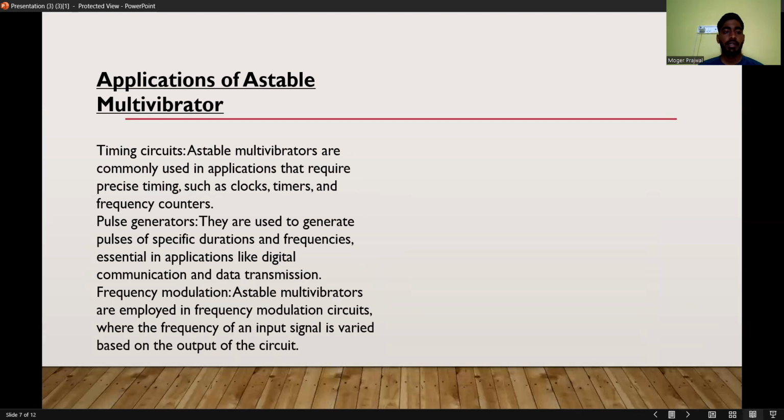Timing circuits. Astable multivibrators are commonly used in applications that require precise timing, such as clocks, timers, and frequency counters. Pulse generation. They are used to generate pulses of specific durations and frequencies, especially in applications like digital communication and data transmission. Frequency modulation. Astable multivibrators are employed in frequency modulation circuits, where the frequency of an input signal is varied based on the output of the circuit.